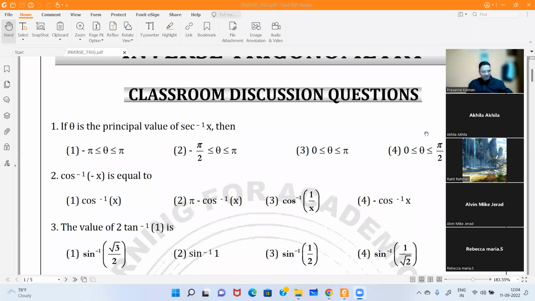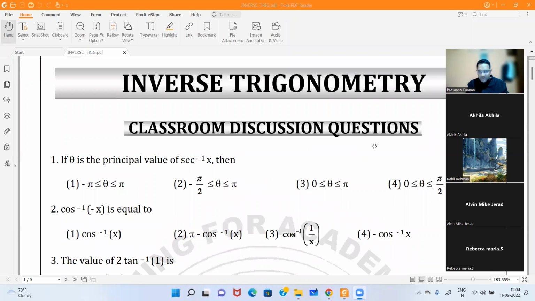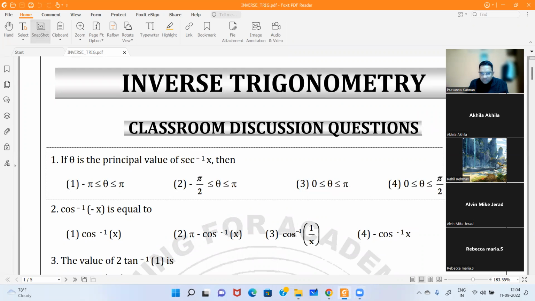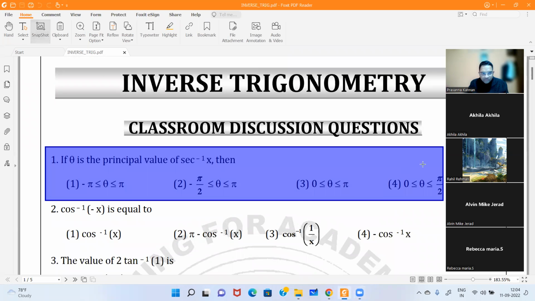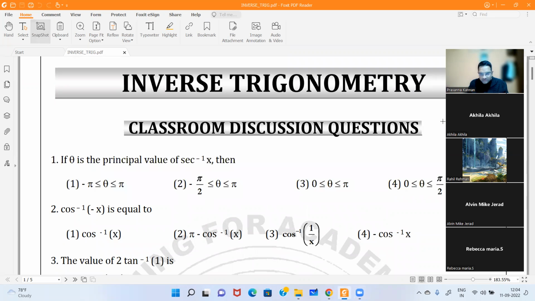Okay. So in the previous class, we had seen the basics in inverse trigonometry. Now we will be discussing the questions for our CET. Maybe here itself we can answer the question. If theta is the principal value of secant inverse x, then which of the following is true?